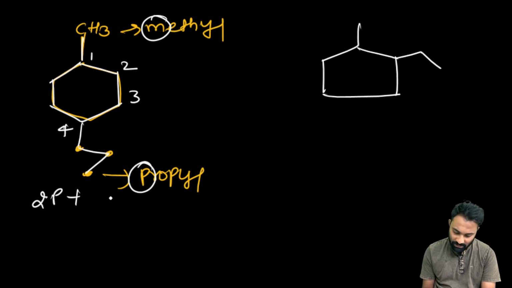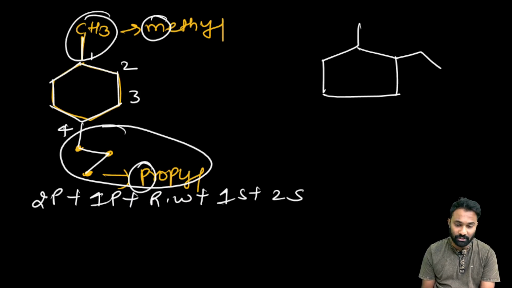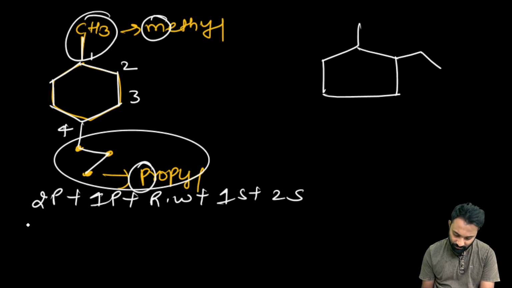2 degree prefix plus 1 degree prefix plus root word plus 1 degree suffix plus 2 degree suffix. Now substituents are there. What are the substituents? One methyl substituent we are having, one propyl substituent we are having. Now at which position is the methyl substituent? 1 position. One number, hyphen, letter, right? So methyl.